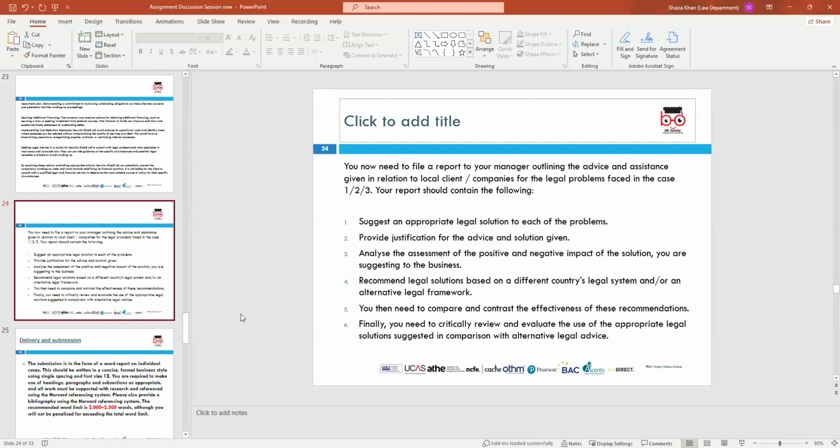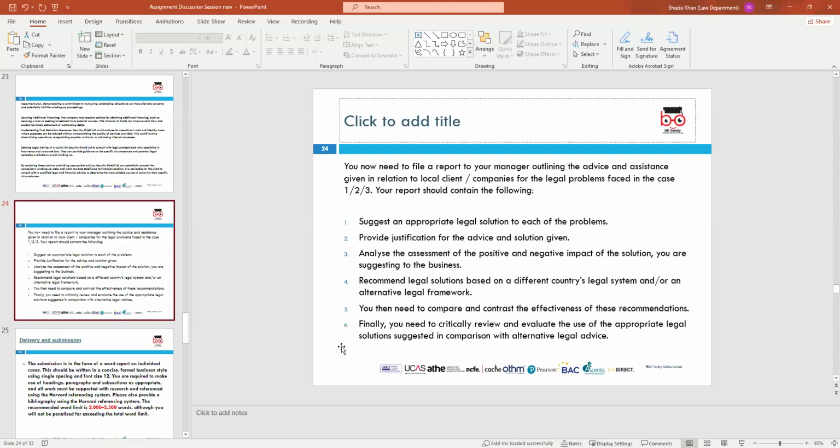Number 4, you should recommend legal solutions based on different countries' legal systems and or alternative legal frameworks. Number 5, you then need to compare and contrast the effectiveness of these recommendations. And number 6, finally, you need to critically review and evaluate the use of appropriate legal solutions suggested in comparison with alternative legal advice. Do you understand that? For the 3 case studies, you need to do all that, Keith?